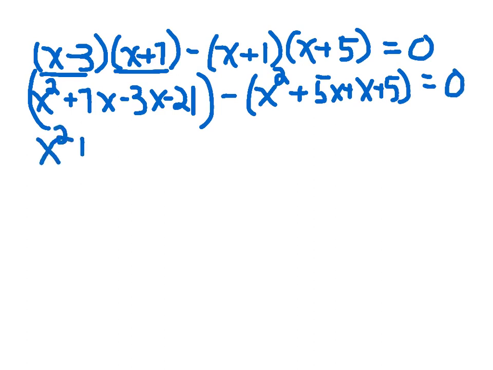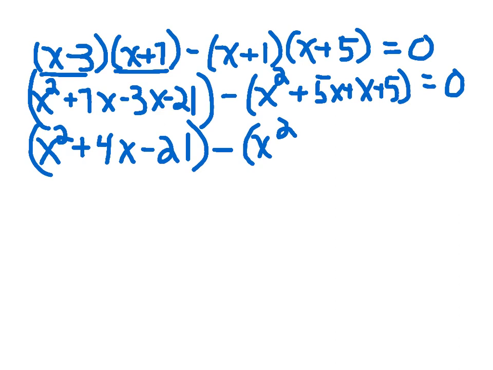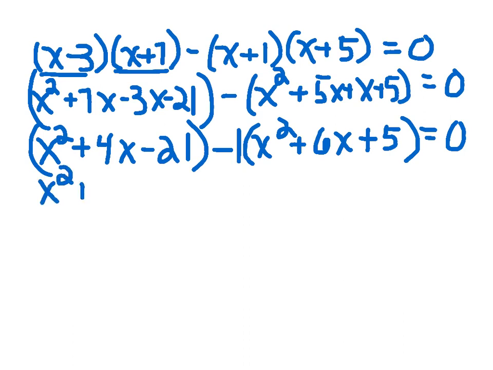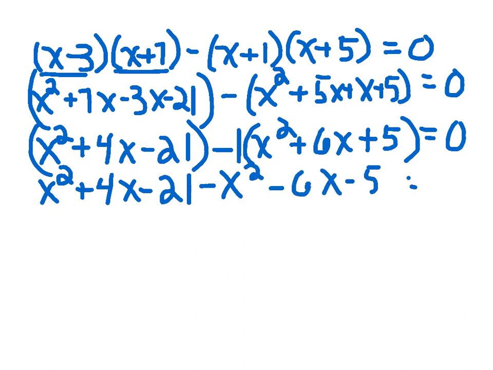Next line, x squared plus 4x minus 21 minus x squared plus 6x plus 5 equals 0. Now remember, when there's no number here, I need a 1. The positive one here leaves these the same when I take them out of the parentheses. By the way, this is a review of subtracting polynomials in here. Minus x squared minus 6x minus 5 equals 0. What makes this a quadratic equation are these exponents of 2.